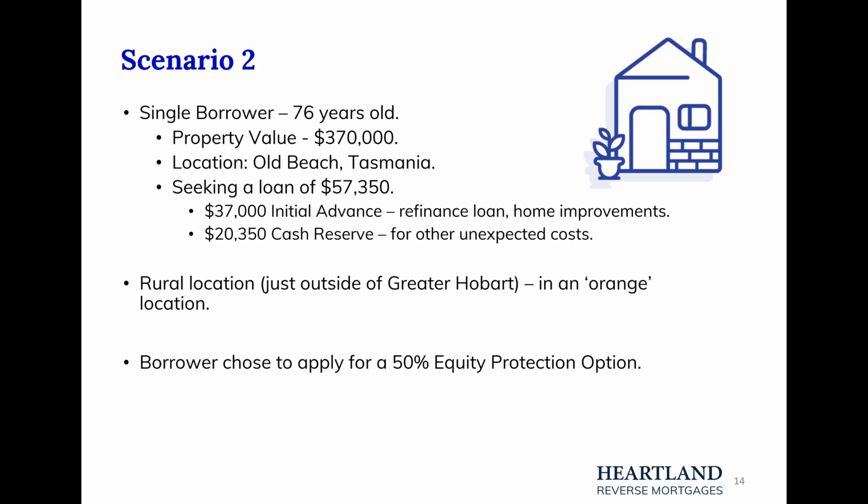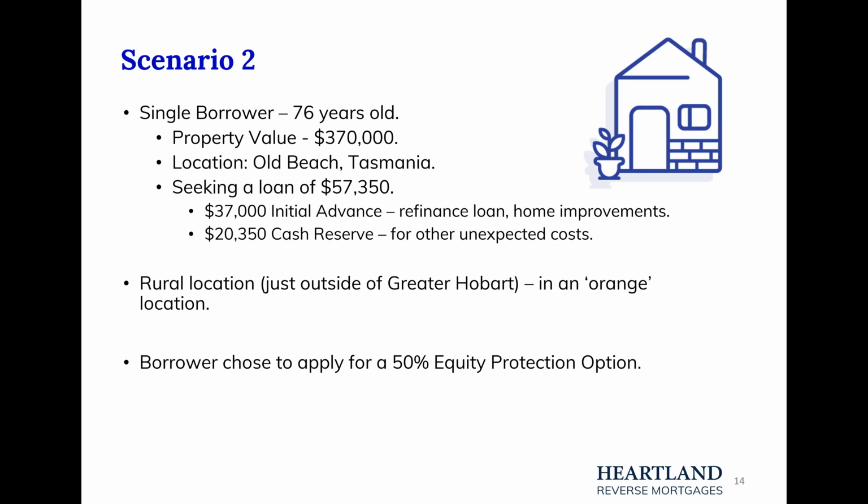He wants an initial advance of $37,000. It's to refinance the loan or home improvements, and $20,000 for a cash reserve for any unexpected costs. The important thing here is that it's in a rural location, just outside of Greater Hobart, which is considered an orange location. Usually for orange locations, we would apply some scaling.